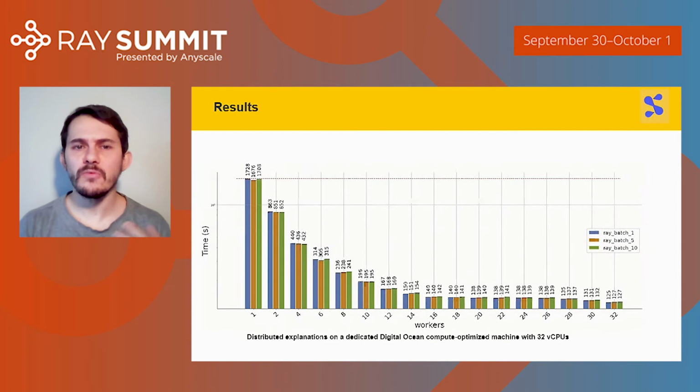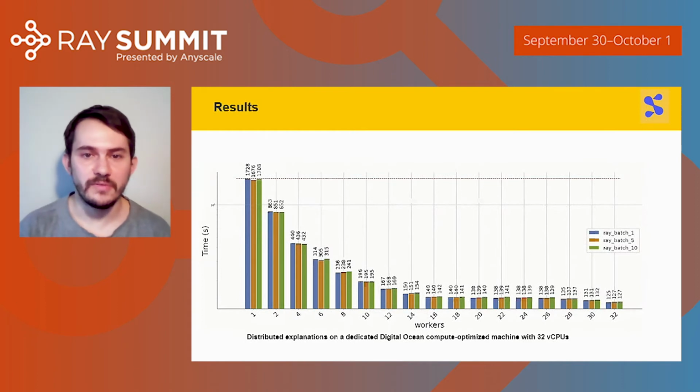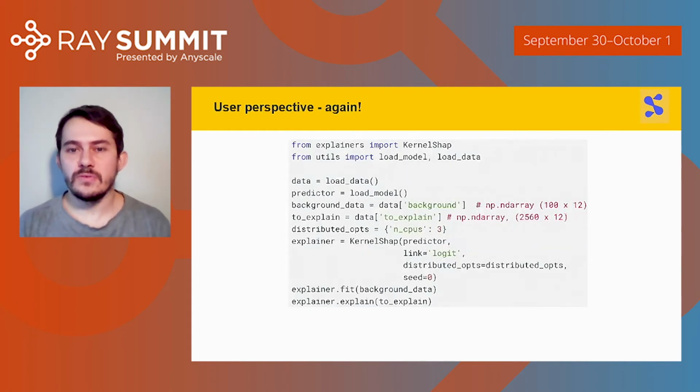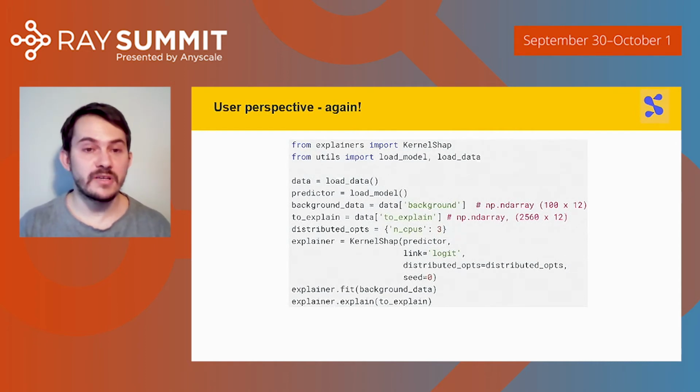You can see a nice, almost linear increase up to 16 workers, which is a nearly linear improvement. So all the user needs to do is to load the data and their model, instantiate the explainer, tell us how many CPUs they want to use, and magically the computation gets distributed.